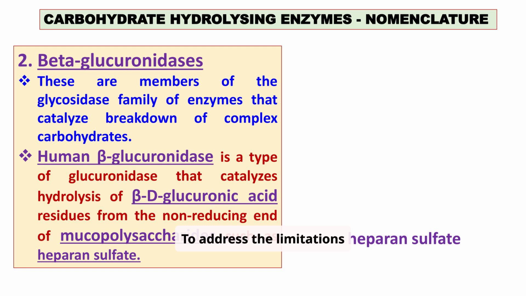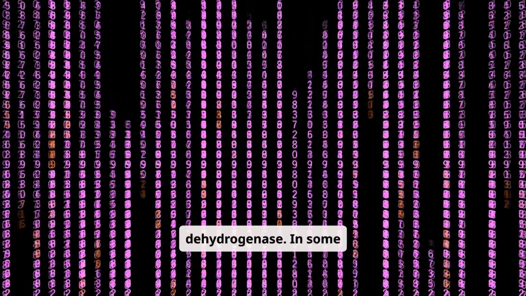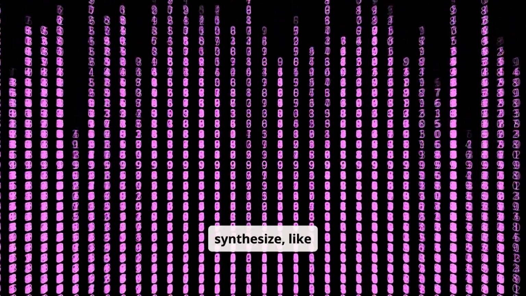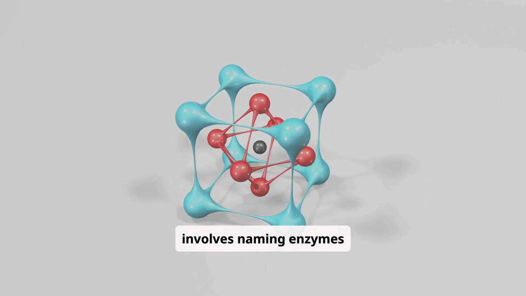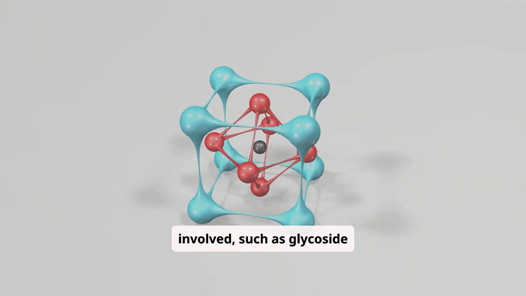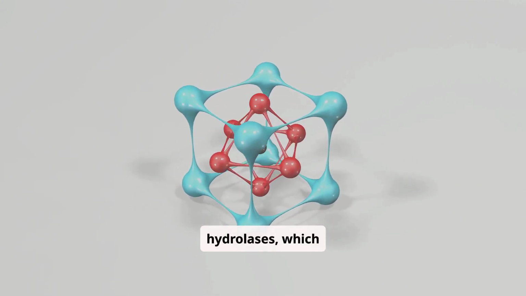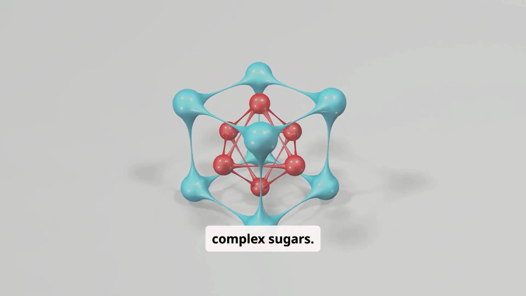To address the limitations of earlier systems, enzymes are often named based on both the substrate and the reaction they catalyze, such as malate dehydrogenase. In some cases, enzymes are named after the product they synthesize, like rhodanese. Another approach involves naming enzymes after the substrate hydrolyzed and the group involved, such as glycoside hydrolases, which catalyze the hydrolysis of glycosidic bonds in complex sugars.